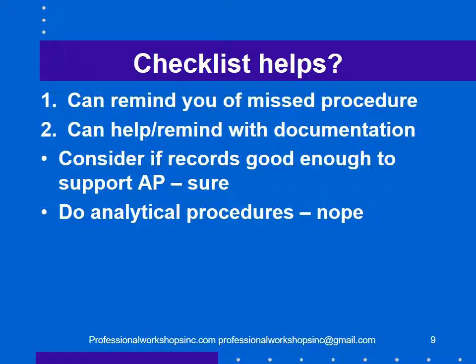Now, for instance, and this is actually the only new required procedure, you are to consider if the records are good enough to support analytical procedures. So if your checklist says, I considered it and they were good enough, and you initial and date that, you've got sufficient documentation. If your checklist says, remember to do analytical procedures, they're really important, and you initial and date that and say, yeah, I did that, that's clearly unsatisfactory. You're going to need to have some additional documentation of the analytical procedures you did.